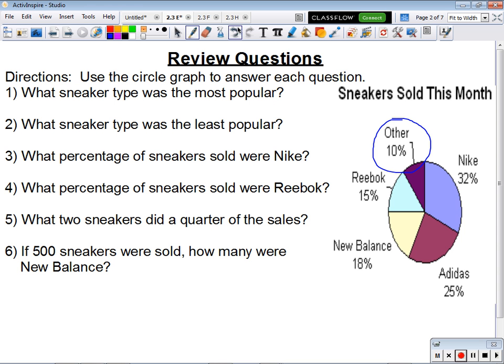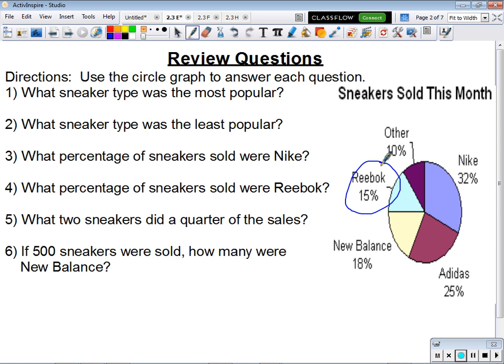For number 3, what percentage of sneakers sold were Nikes? Well, here's Nike, that would be 32%. So that's the answer for number 3. For number 4, we have what percentage of sneakers sold were Reeboks? Here's Reeboks, so that would be 15%.